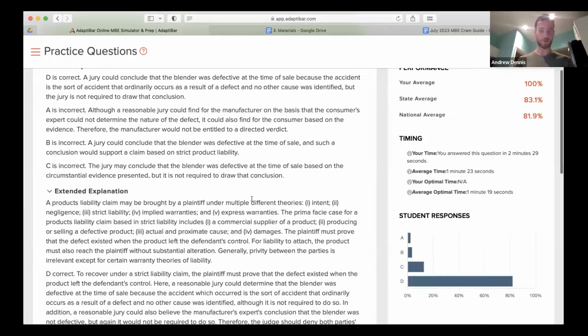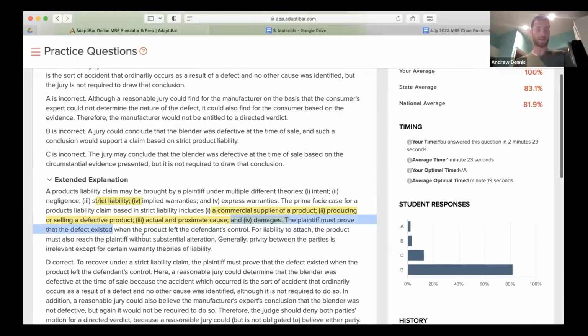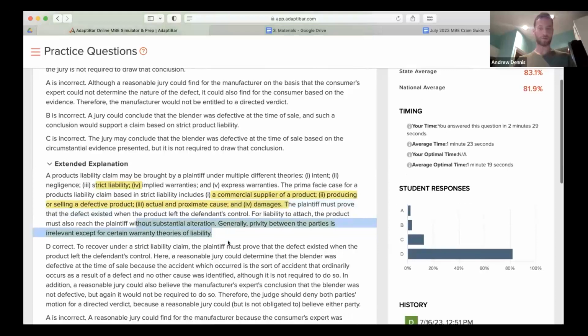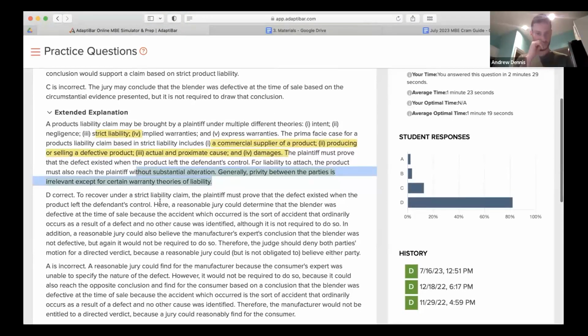So here's products liability, good piece: intent, negligence, strict liability, implied warranties, express warranties. Commercial supply of a product, producing or selling a defective product, actual and proximate cause, and damages. I like that. It was defective when it left their control for liability to attach. It must also reach the plaintiff without substantial alteration. Generally, privity between the parties is irrelevant. To recover under a strict liability claim, the plaintiff must prove that the defect existed when the product left the defendant's control.